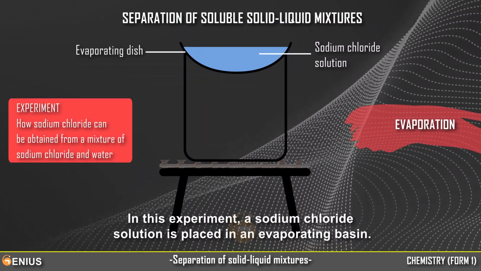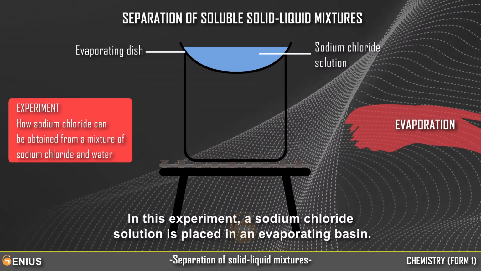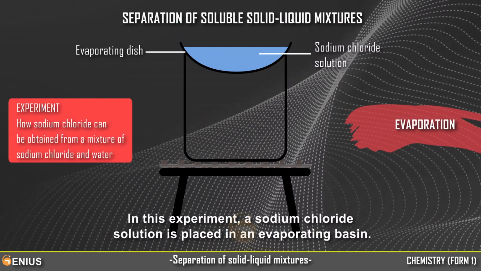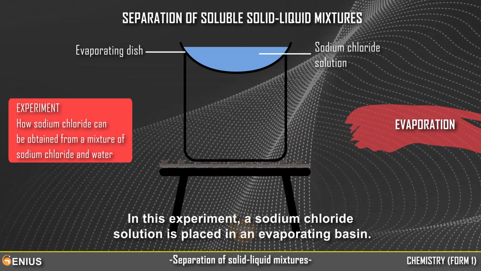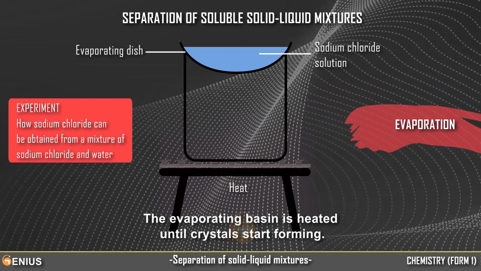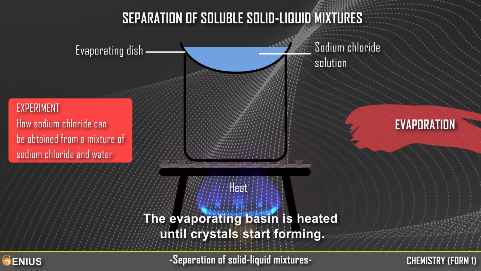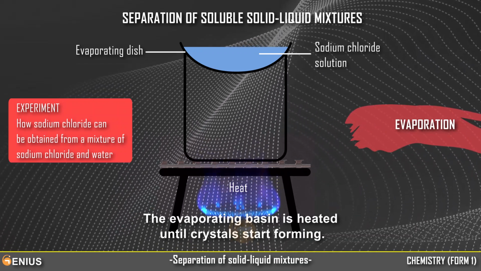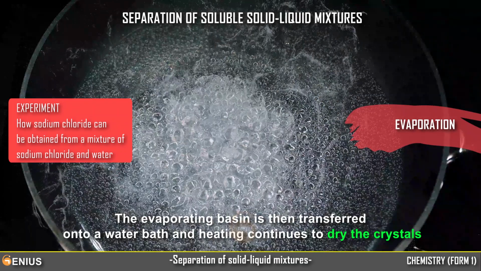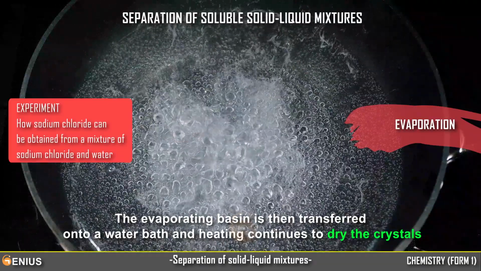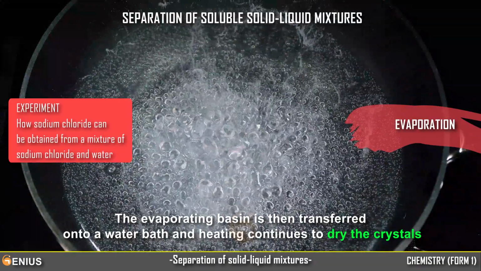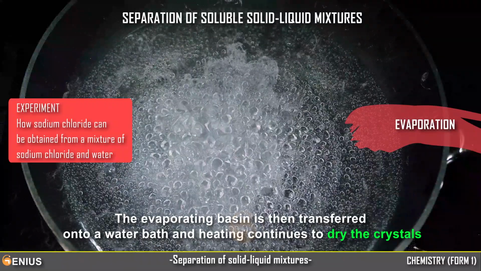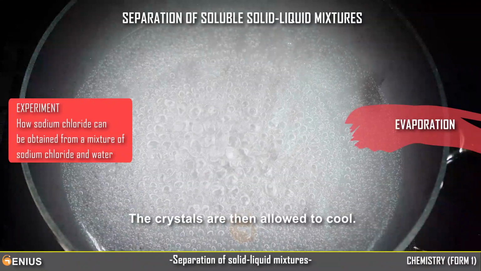In this experiment, a sodium chloride solution is placed in an evaporating basin. The evaporating basin is heated until crystals start forming. The evaporating basin is then transferred onto a water bath and heating continues to dry the crystals. The crystals are then allowed to cool.